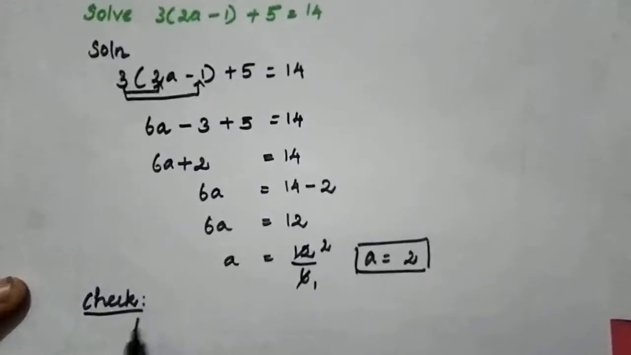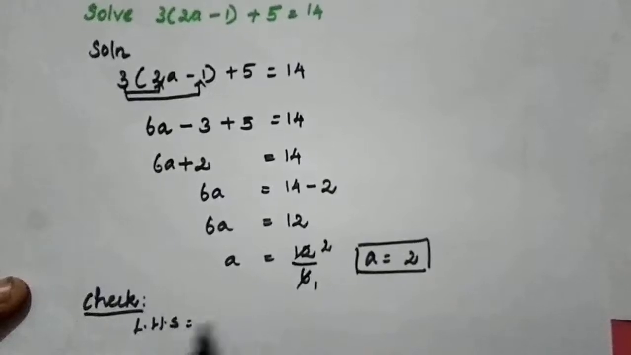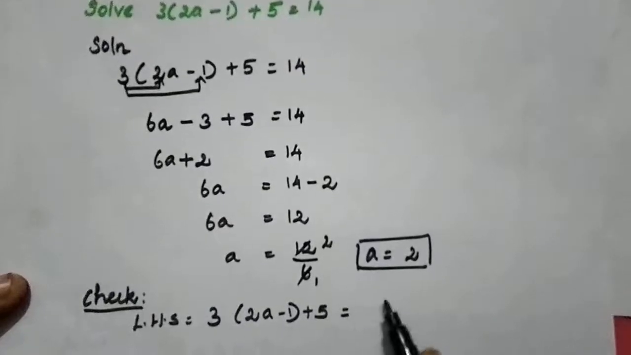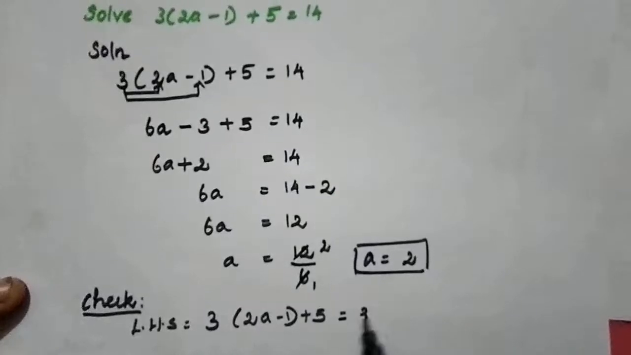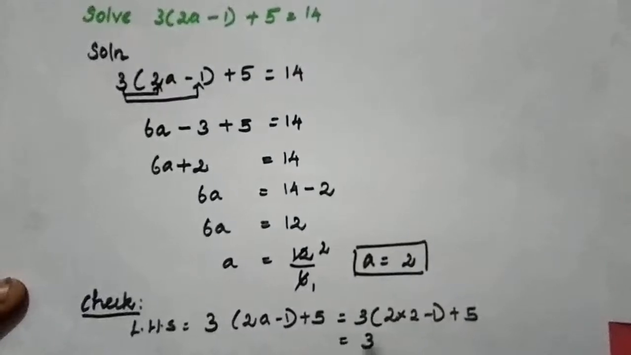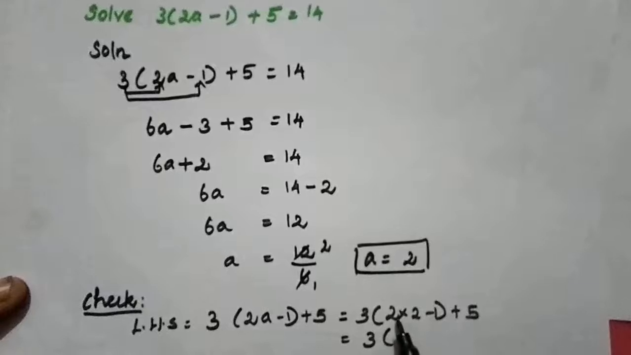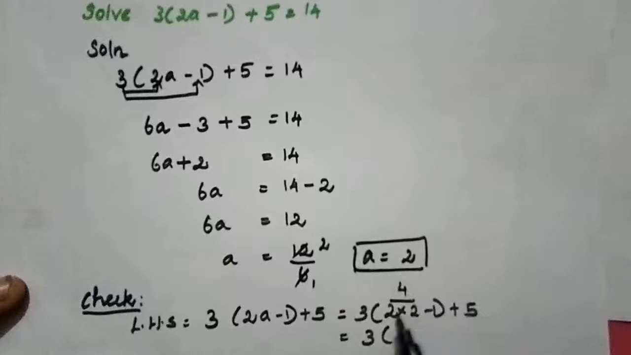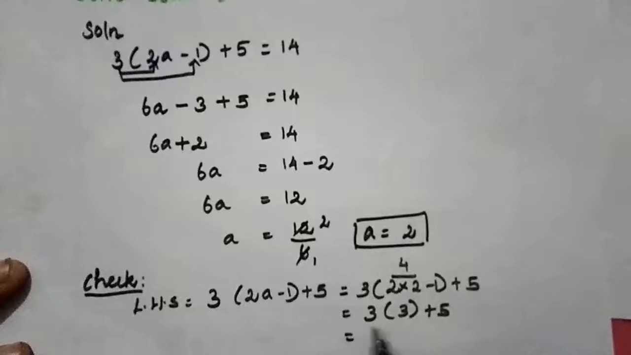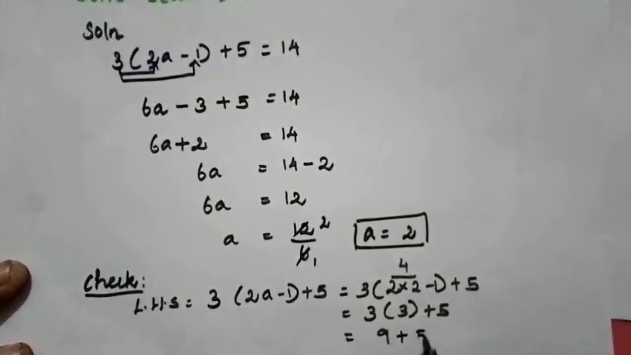Take the LHS. 3 into 2a minus 1 plus 5. It is equal to, substitute the value of a is 2 here. 3 into 2 into 2 minus 1 plus 5. It is equal to 3 into, what's the value of 2 into 2? Yes, 4. 4 minus 1 is 3. 3 3s are 9. 9 plus 5 is equal to 14.